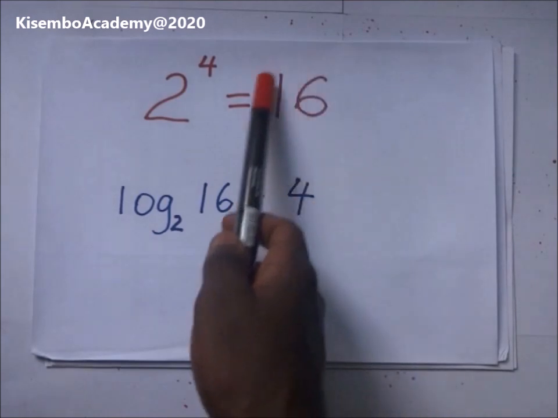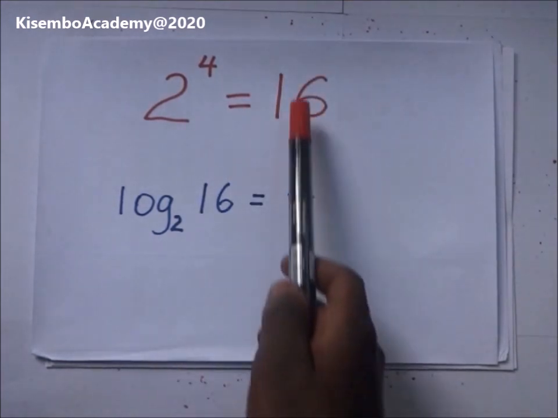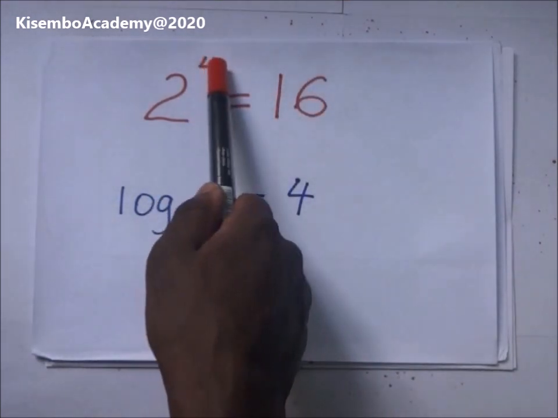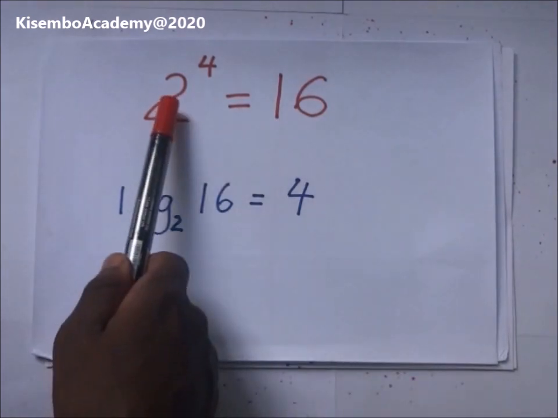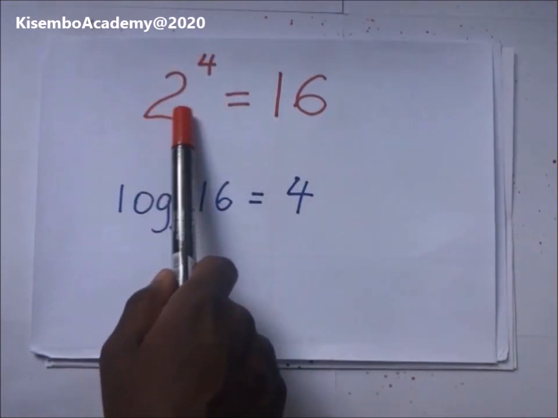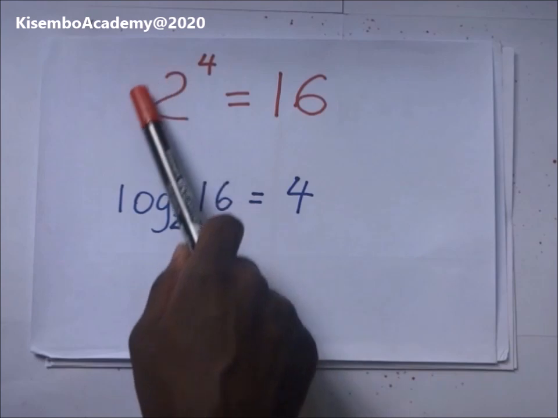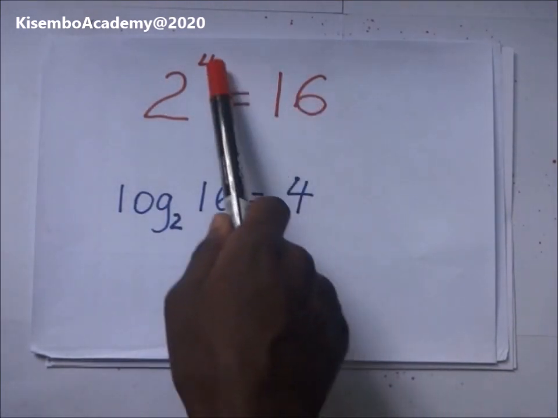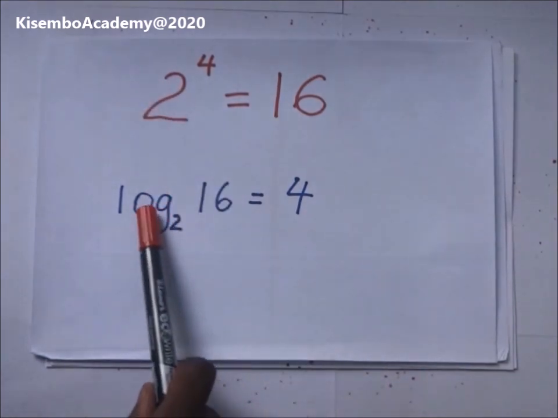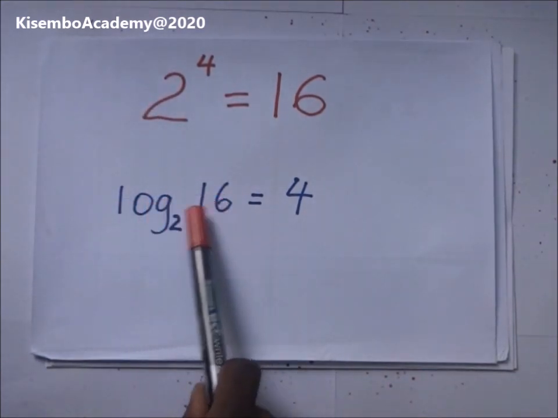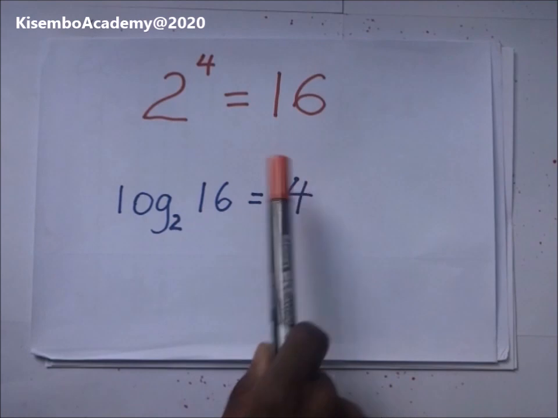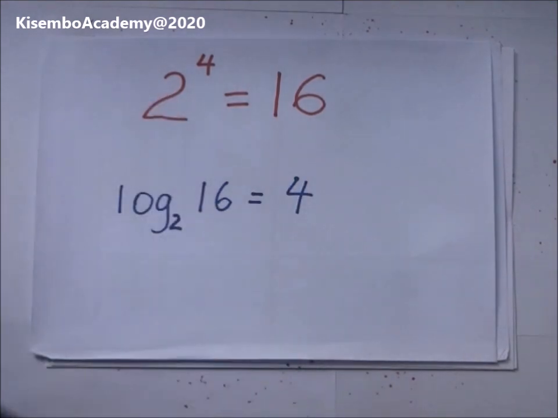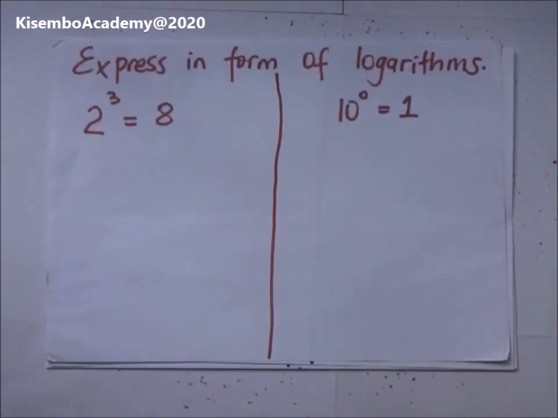Now, what is the logarithm of 16? Here the logarithm of 16 is going to be 4, but this time it won't be to base 10, because it is 2 to the power 4. So you're raising the power 4 to a number 2, not to 10. So the logarithm of 16 here is going to be 4 base 2. That's why we are saying that the log of 16 is going to be 4, but it's to the base 2. So let's do a few examples.